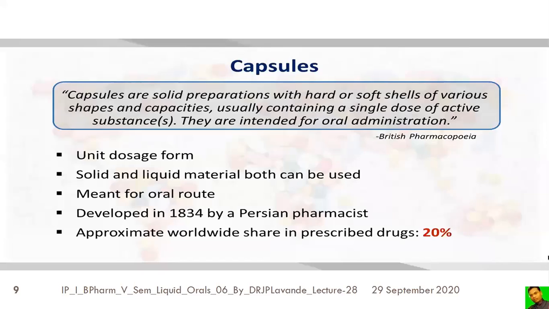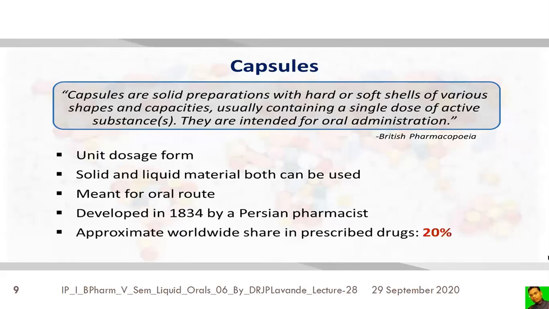As far as the definition by British Pharmacopoeia is concerned, capsules are solid preparations with hard or soft shells of various shapes and capacities, usually containing a single dose of active substances. They are intended for oral administration. As we saw for the tablet, which is a unit solid dosage form, in the same way capsules are also a solid dosage form, and no doubt also a unit dosage form.